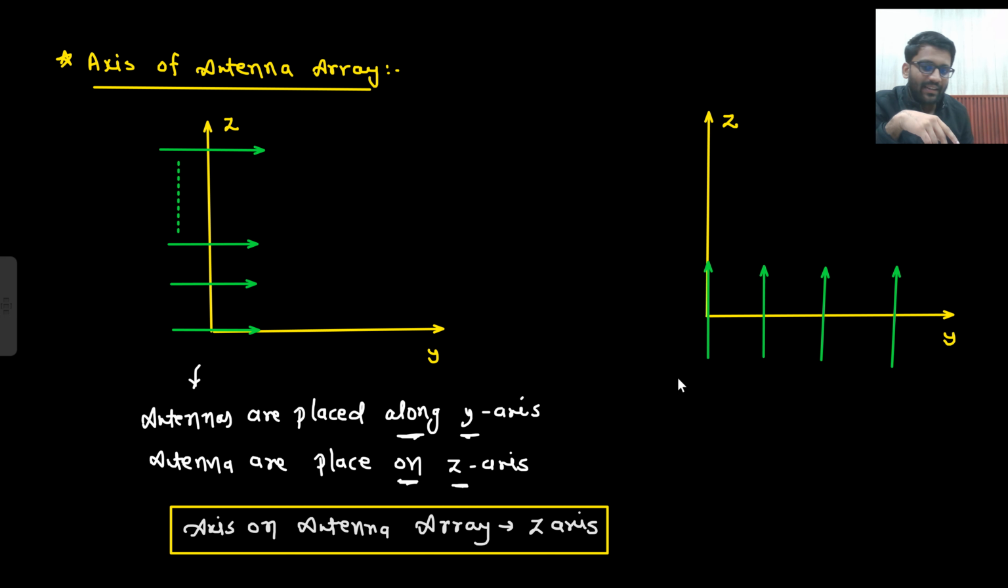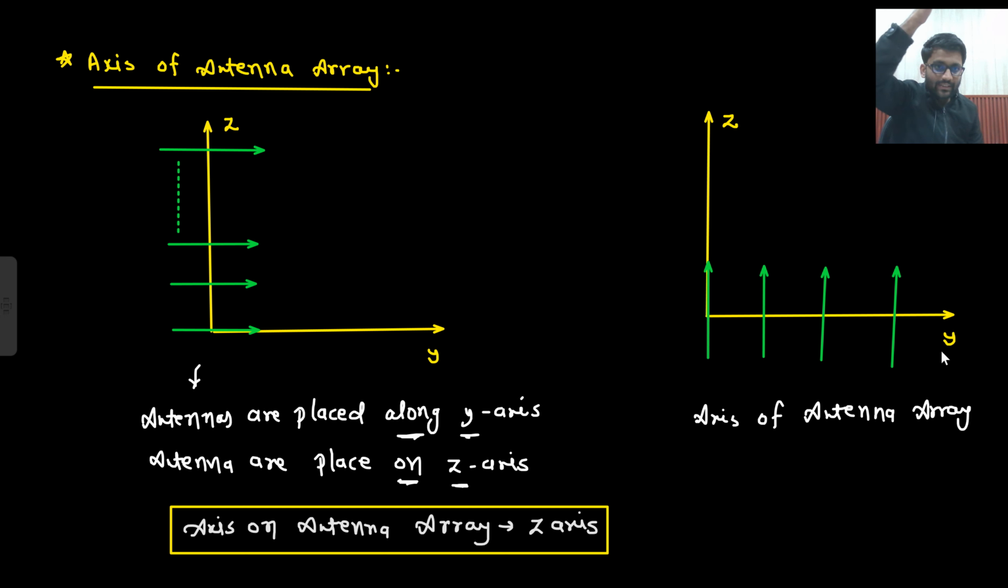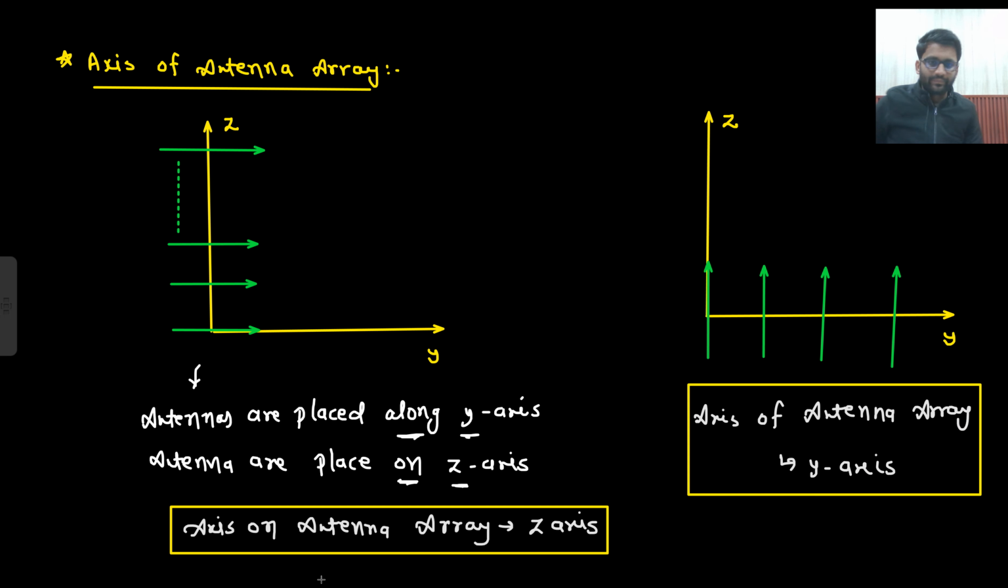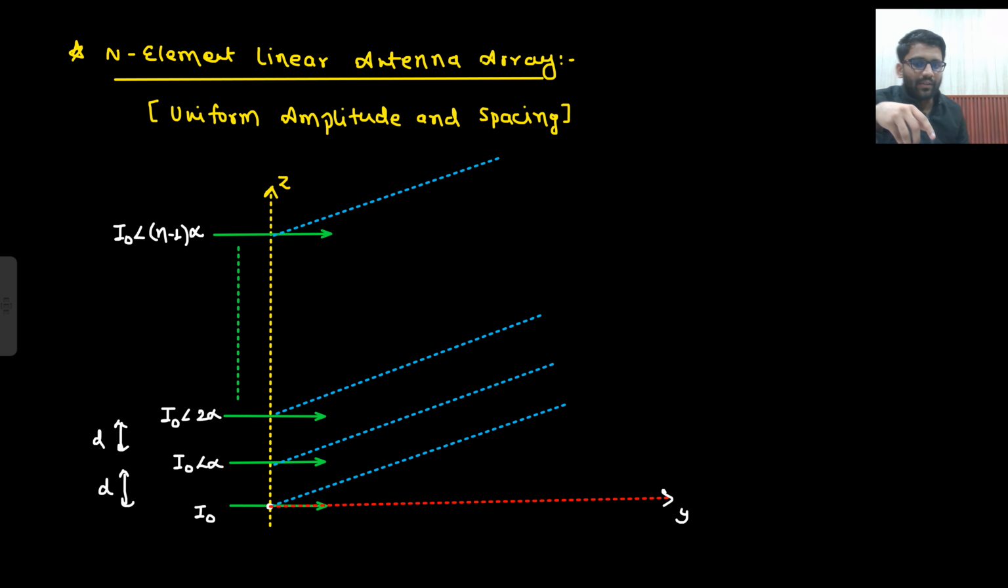So what is the axis of the antenna array here in this diagram? The axis of the antenna array here is the y-axis, because the antennas are placed on the y-axis. So on whichever axis the antennas are placed, that is known as your axis of the antenna array, right?